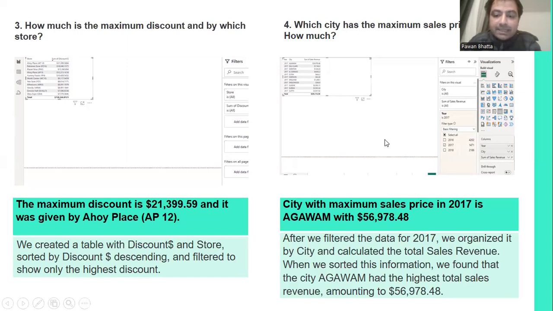For question number 4: which city has the maximum sales price in 2017 and how much? The city with the maximum sales price in 2017 is Agawam with 56,978.48. We filtered the data for 2017, organized it by city and calculated the total sales revenue. We sorted this information and found that Agawam had the highest total sales revenue, that is 56,978.48.